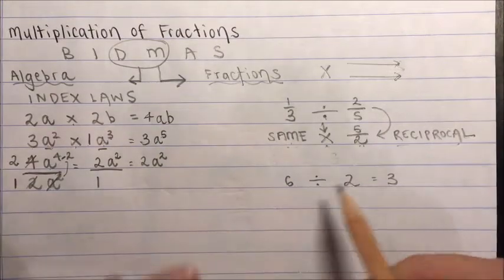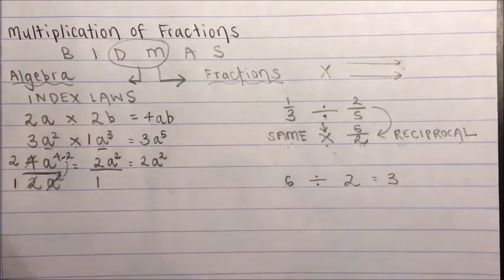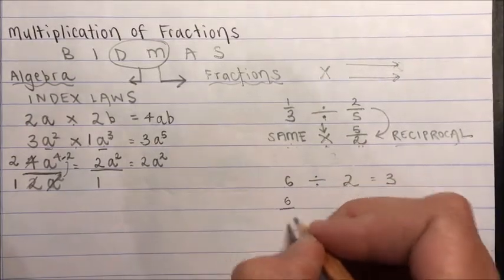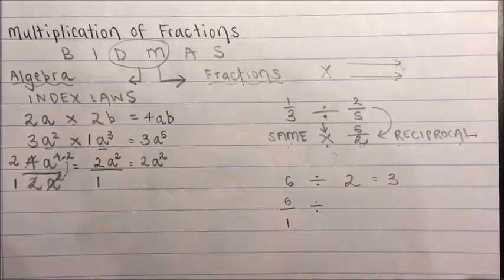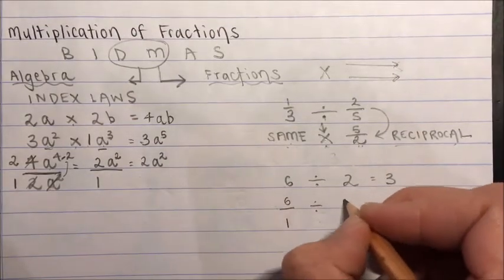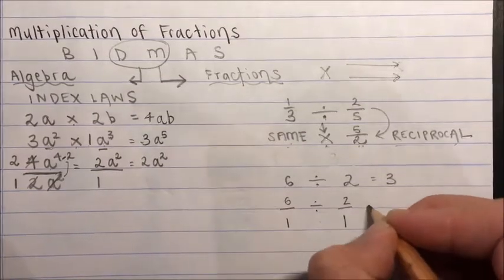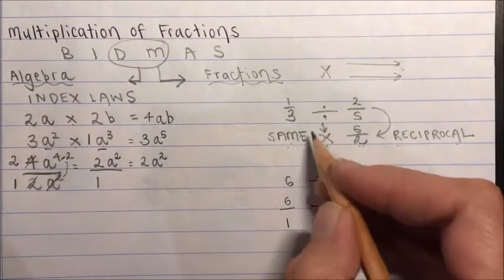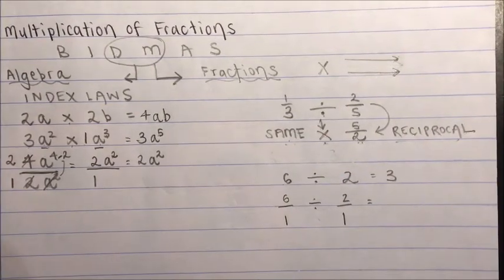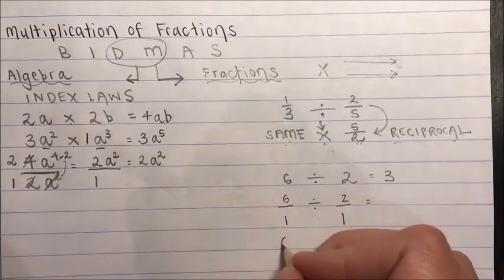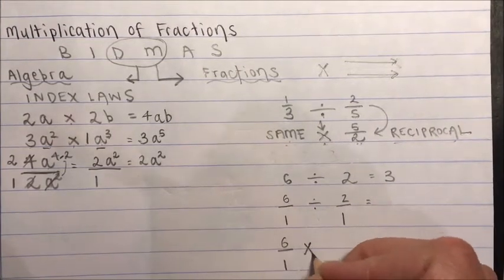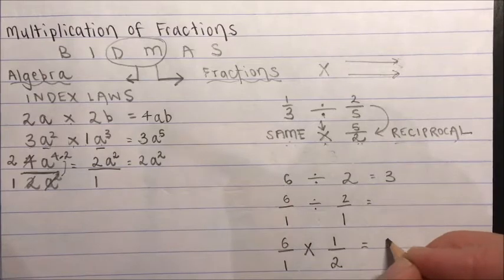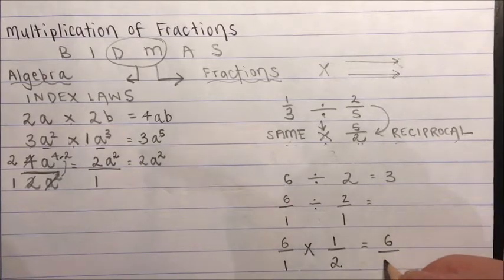So why does that work? Let's have a little look at 6 divided by 2 equals 3. I'm going to make that 6 over invisible 1. We know that that's really divided by 2 over invisible 1 equals, well, we know that it's going to equal 3. But let's just have a practice doing this, keeping the first one the same, changing the sign, and then flipping the second one. So 6 over 1 times 1 over 2 equals 1 times 6 is 6, 1 times 2 is 2.